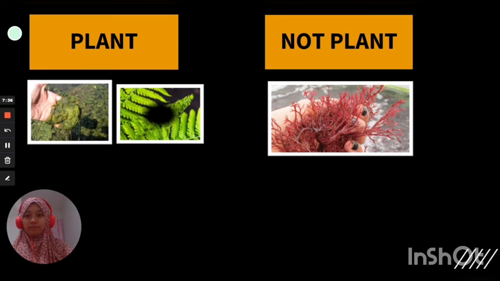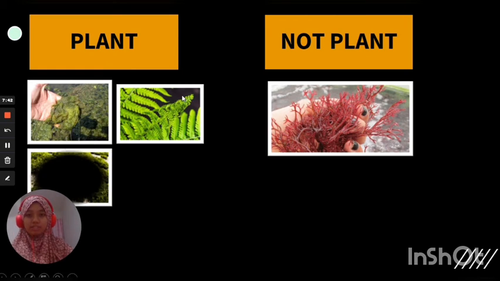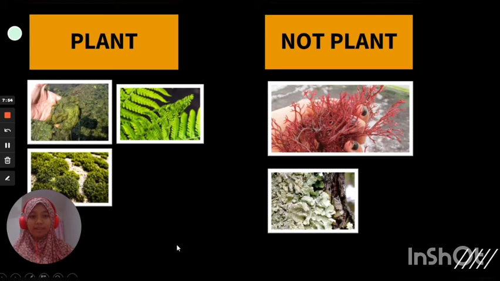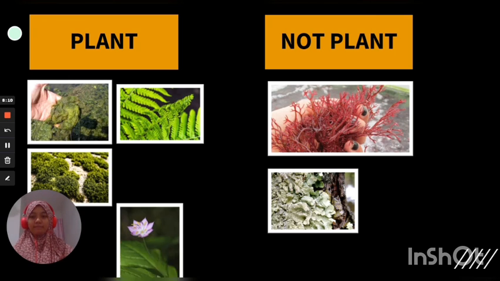Okay, next one. This is fern. Yes, fern is a plant because it produces food. This is moss, even though it is small, it still makes its own food. Next one, we have lichen. Lichen is not a plant. It stays on other plants and takes food from that plant. So lichen, not a plant.